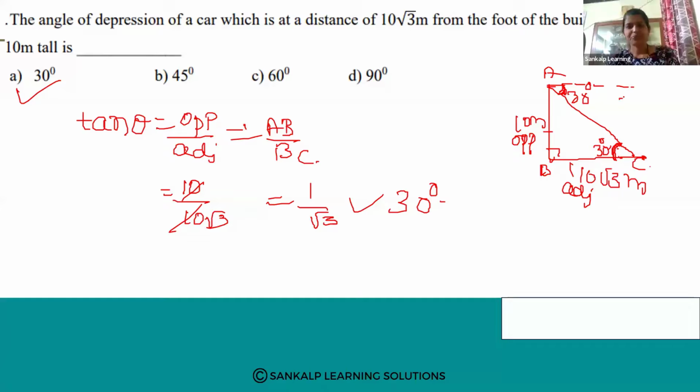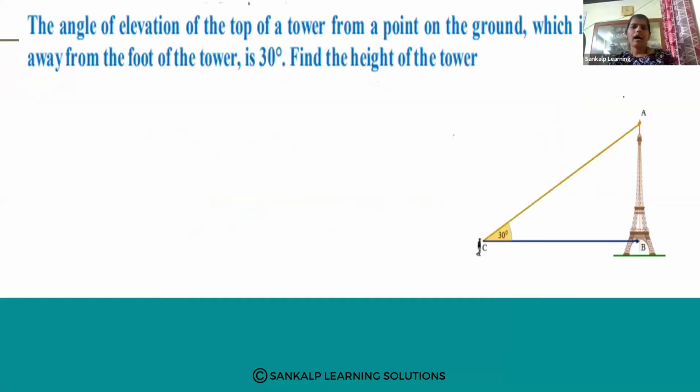Yes, so 30 degree. Next, the angle of elevation. This is for 3 marks or 4 marks. Okay. See, before going to solve this question, first I will solve another question. Okay. So this is for 2 marks or 1 mark question. Find out the value of x.